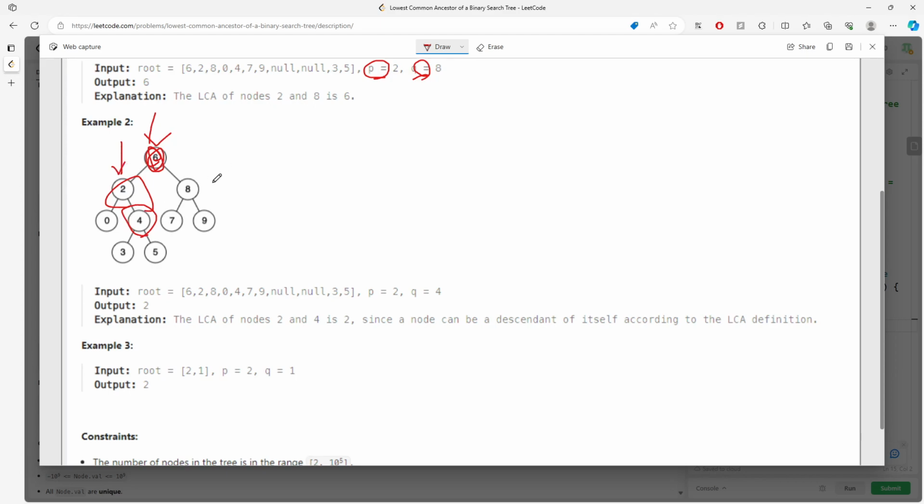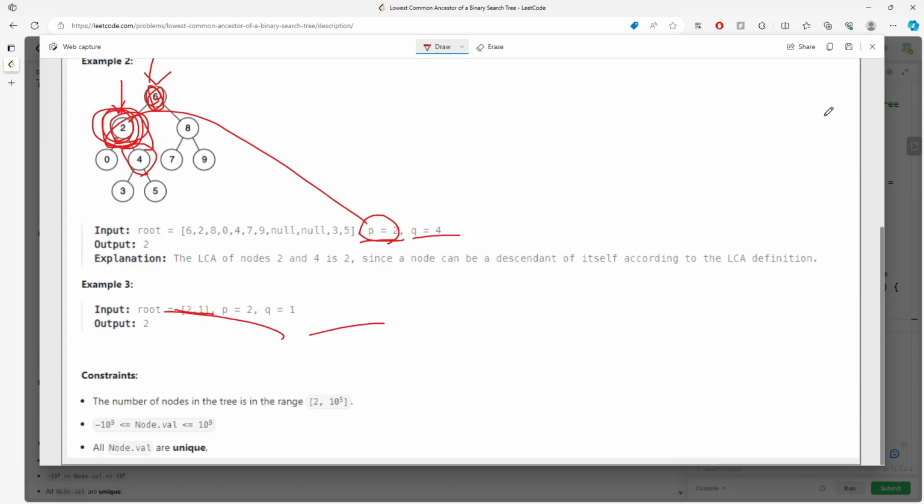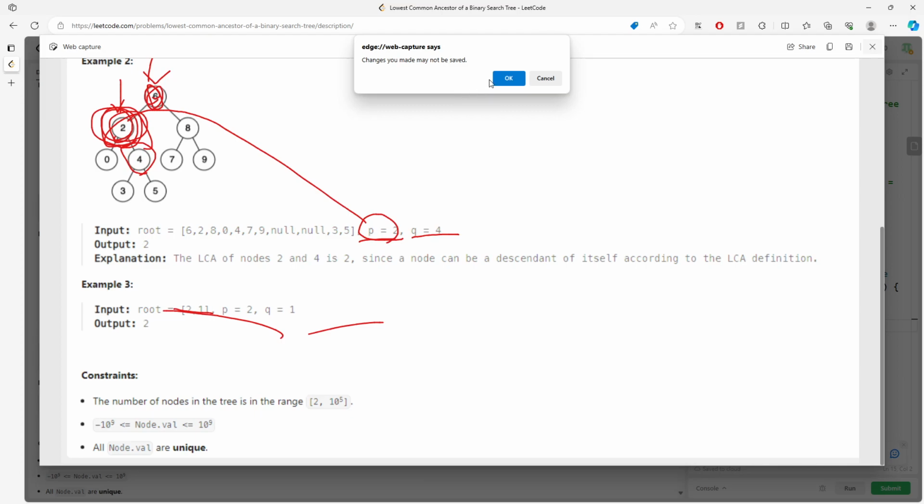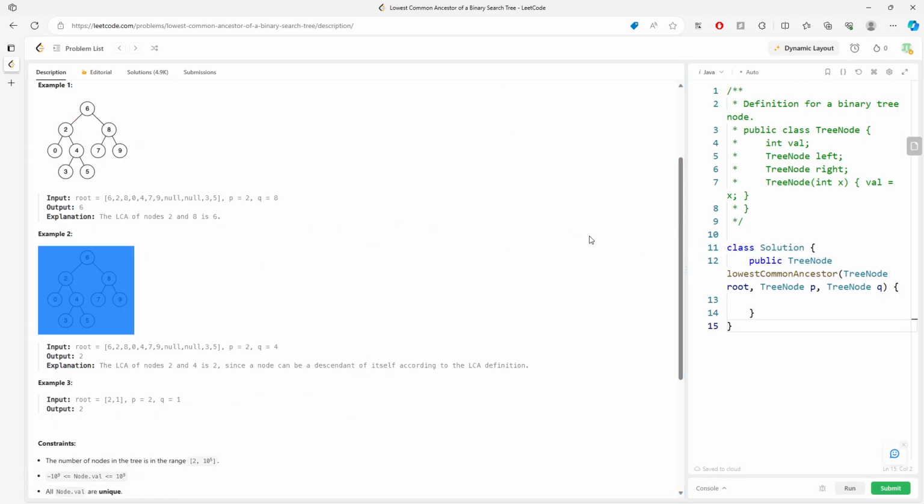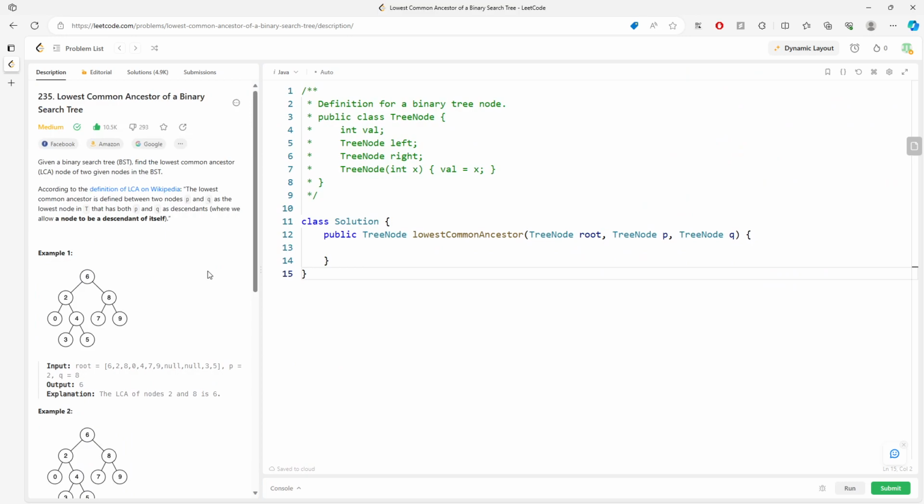Then we check: does my P dot value less than root dot value? Does my Q dot value less than root dot value? We notice that since P equals the root, this is the lowest common ancestor, so we return this root. P is 2, okay, doesn't matter. So this is a tree traversal, and you want to know how you traverse.